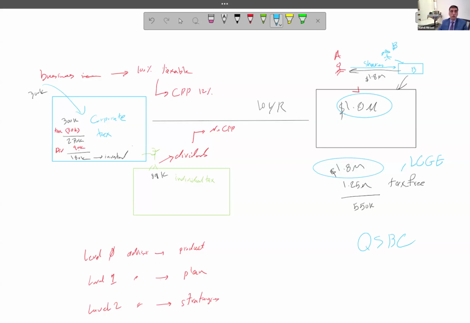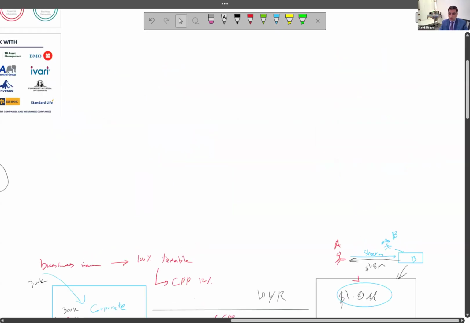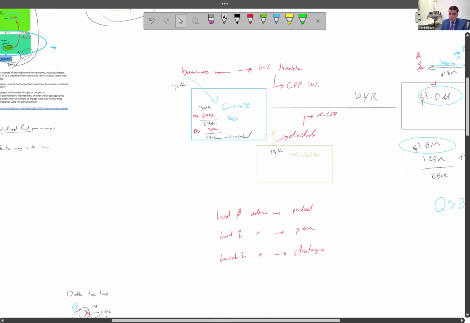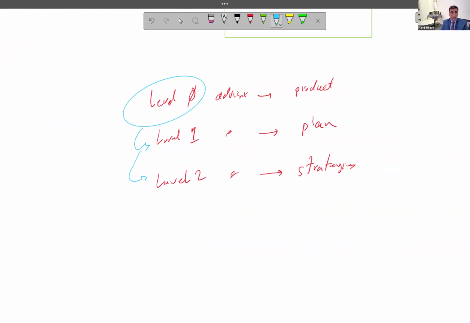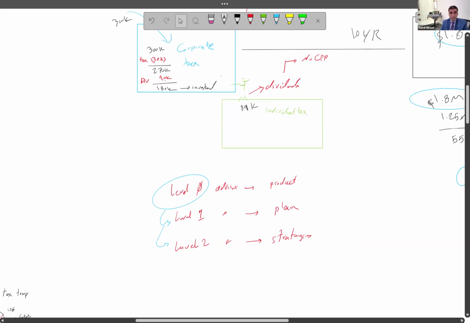But I want to show you some ideas on how we can help people, especially if you move from level 0 to level 1 and 2. You can help them, provide them with a long-term strategy to take out the money, pay less taxes. Is it clear?